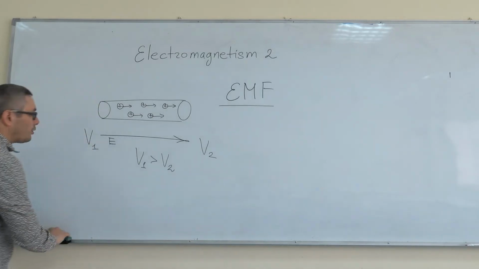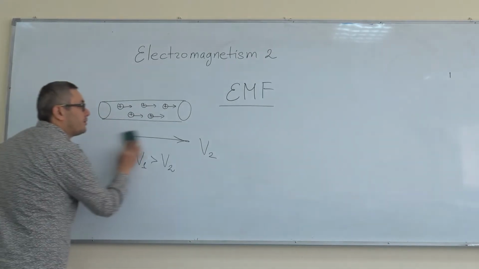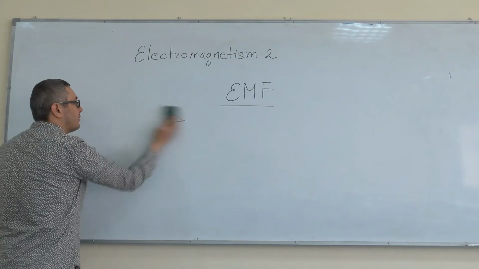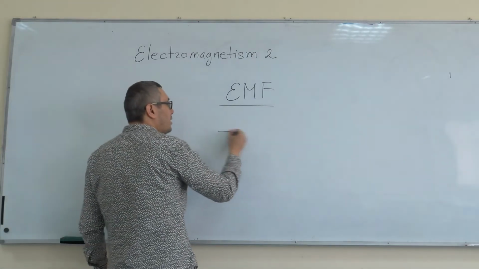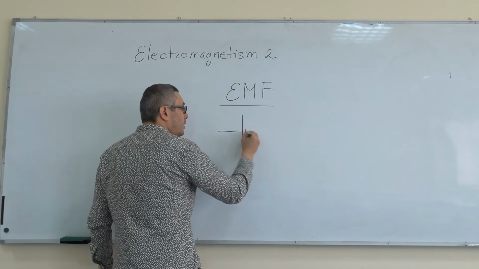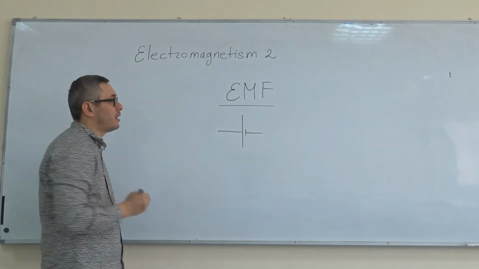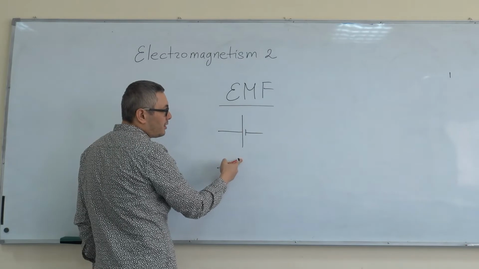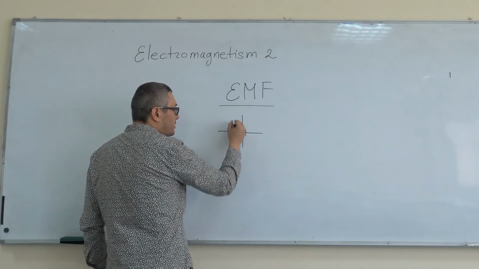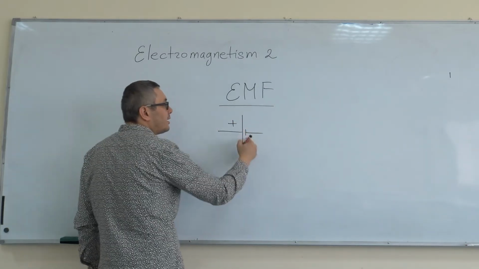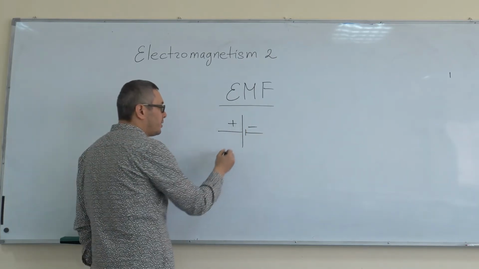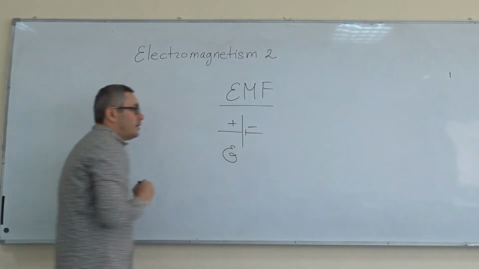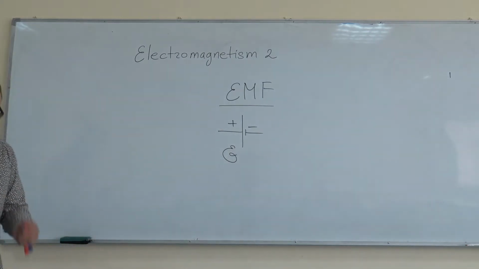Now, how do we represent an electromotive force in a circuit? In a circuit, an electromotive force is labeled with this sign, okay, with a larger bar standing for the positive side and the smaller bar standing for the negative side. And the symbol for it is big E.